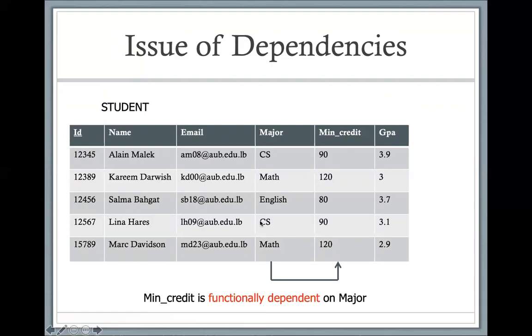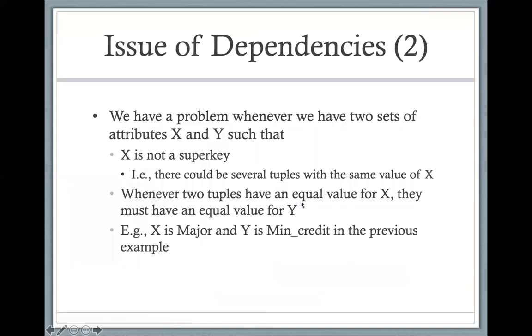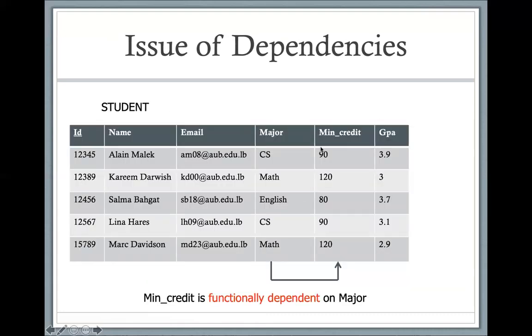So the idea of functional dependencies. What do I mean by minimum credit is functionally dependent on major? It means that the value of major determines the value of minimum credit. So basically, if I have the attributes major and minimum credit in this example, and minimum credit is functionally dependent on major, then I can look at all the values for major and see if they agree. So if I have two rows with the same value for major, they would have the same value for minimum credit. That's what it means that major functionally determines minimum credit.